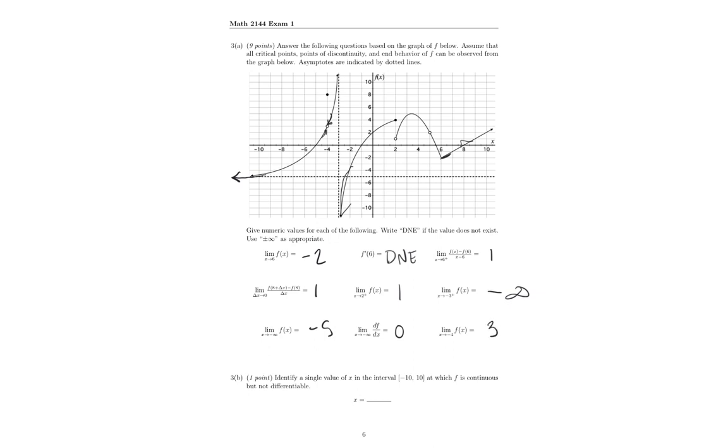And now for 3b, it says identify a single value of x in the interval negative 10 to 10 at which f is continuous but not differentiable. Well, we kind of talked about that up here with this 6, where it's continuous. I mean, it has a limit from left and right that equal each other, and it has that same y value at that point. But it's not differentiable. And so that is going to be our answer.